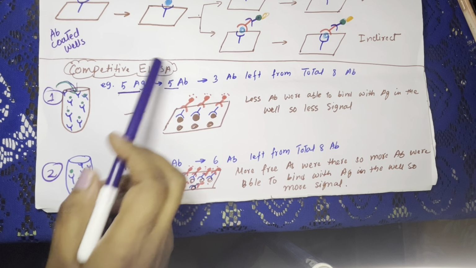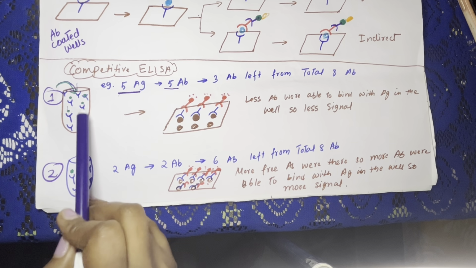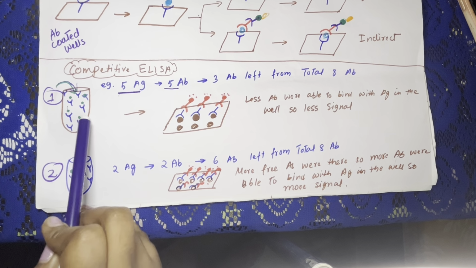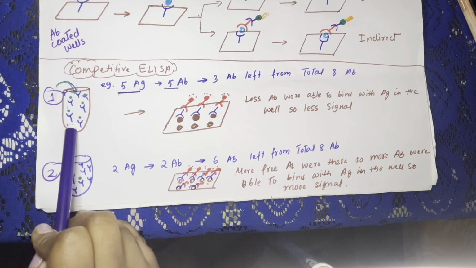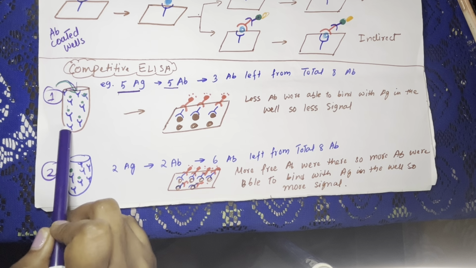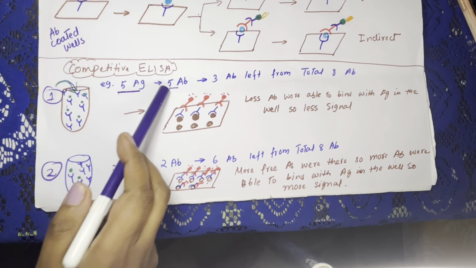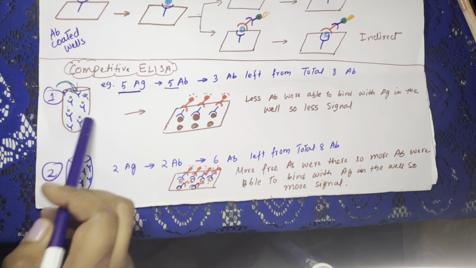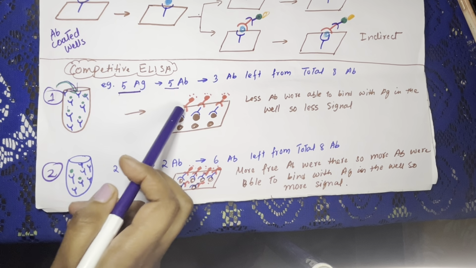So out of the total 8 antibodies, only 5 were bound to the antigens, because the patient was having 5 antigens. Now how many free antibodies will we have? We will have a total of 3 free antibodies, because 8 minus 5 is 3. Now what we'll do is pour all this pre-mixture into another well.